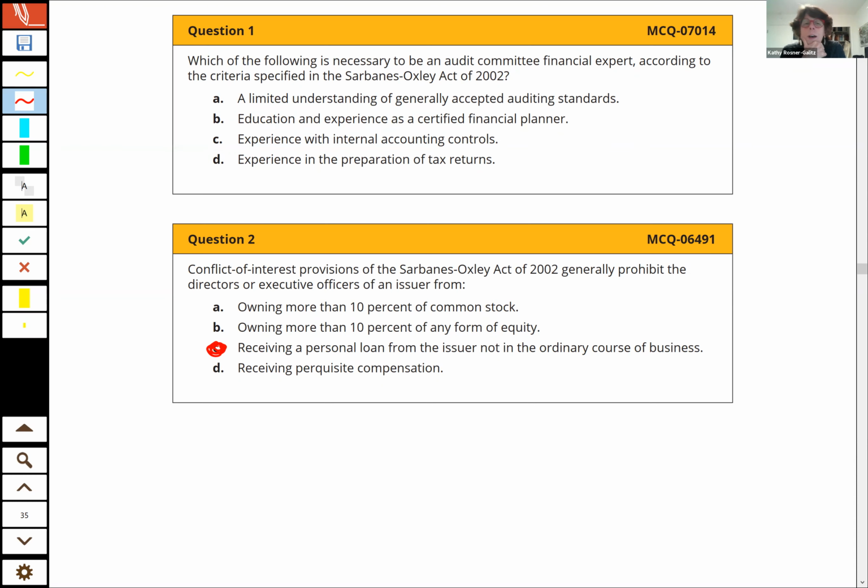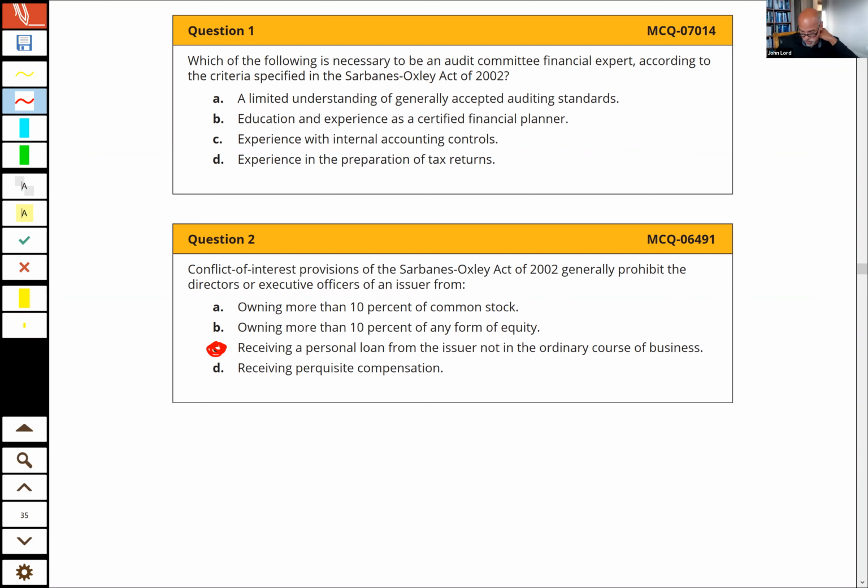If someone is getting perquisite compensation, it's considered part of their overall compensation. And I think taxes need to be paid on that. I think there's a very high profile case going on right now about that in the state of New York. Okay. So conflict of interest provisions generally prohibit directors or executive officers from, and I see, yeah, directors or executive officers.